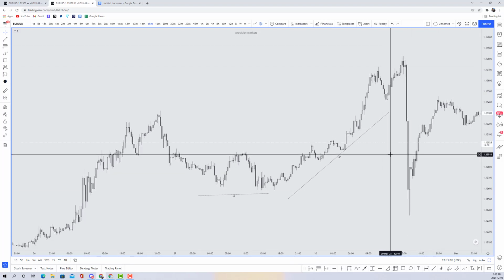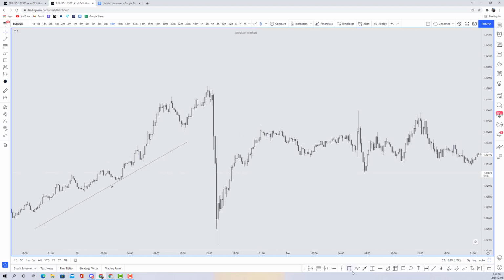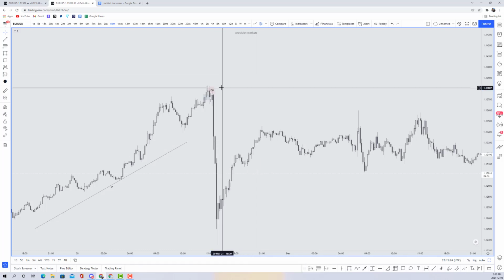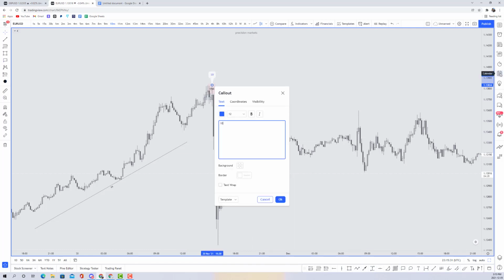It's hard to find on the 15, it's likely there on the 10, and there it is on the daily, clear as day. We have this sort of last supply, or last demand, I should say, and this is the demand that caused it. Or supply that caused it. Wow, I really got it mixed up there. So now what we're going to say is 10 minutes D2S flip zone.